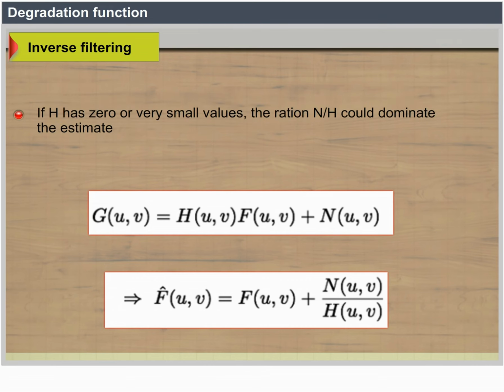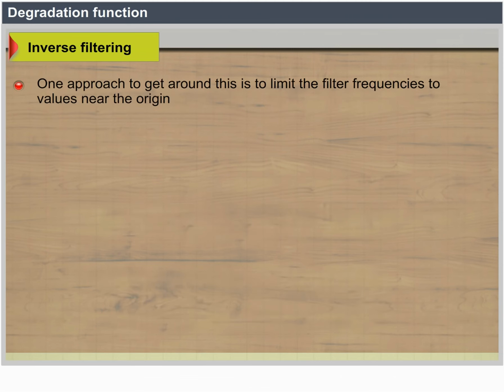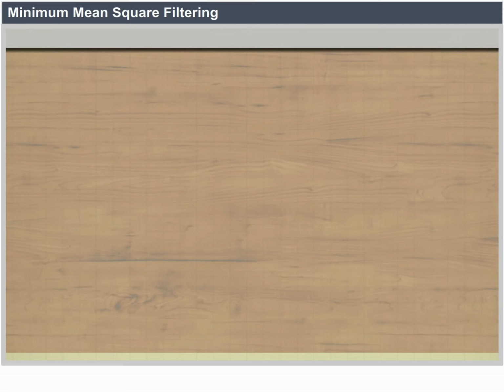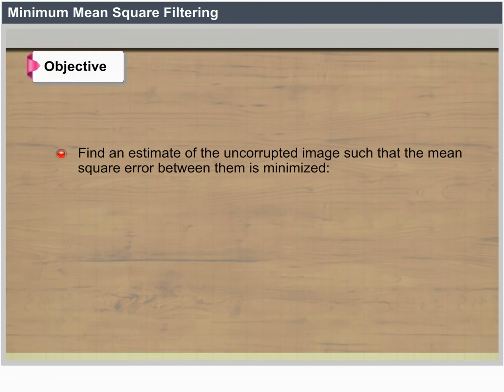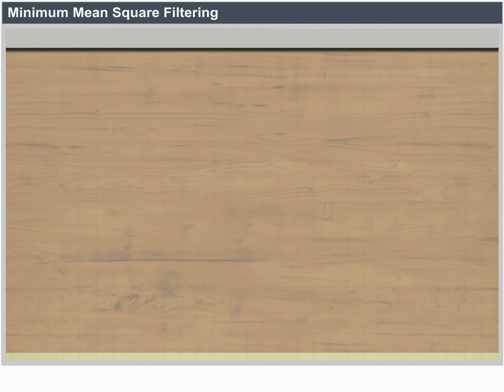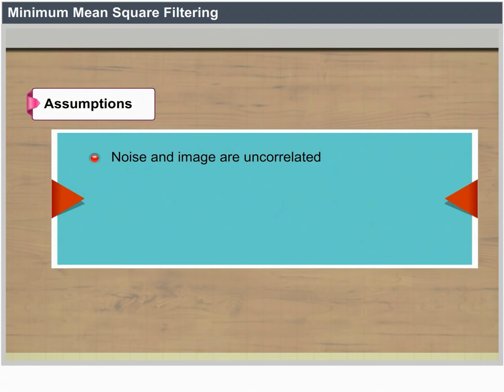Minimum mean square filtering. Objective: find an estimate of the uncorrupted image such that the mean square error between them is minimized. The equation and the assumptions are shown on the screen. Assumptions. Noise and image are uncorrelated. One or the other has zero mean. The intensity levels in the estimate are a linear function of the levels in the degraded image. The minimum of the error function E is given by the equation shown on screen. When the two spectrums are not known or cannot be estimated, the approximation will look like what is shown on the screen, where K is a specified constant.